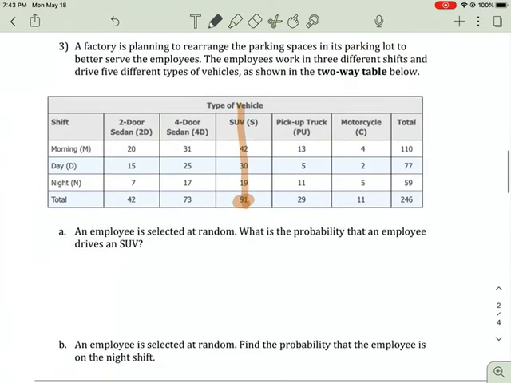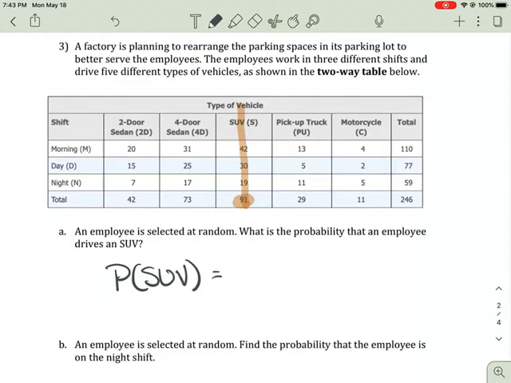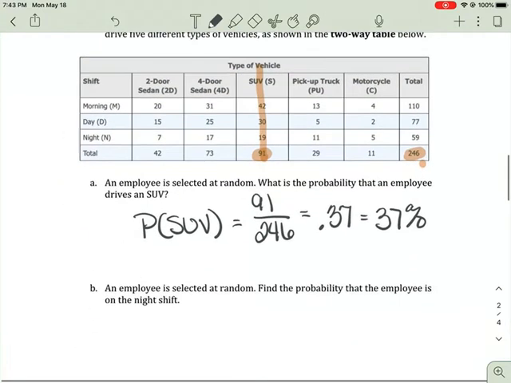Now remember, just like we did with the girls and boys, we want to know the probability of driving an SUV. So we need the total number of SUVs, which is 91, over the total number of vehicles, which is 246. And keep in mind that's right over here in the total column. Okay. All right, so when we divide that, we're going to get 0.37 or 37%. Again, that's rounded. Okay. All right, so we're going to be using this table for a few problems. So let's take a look at the next one.